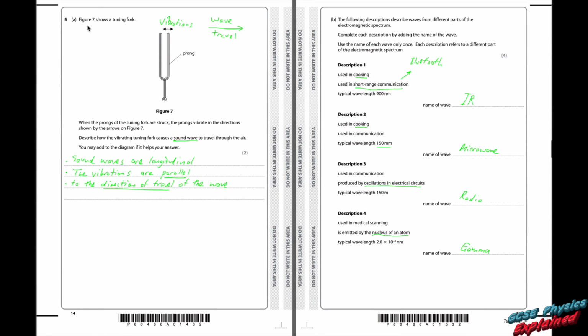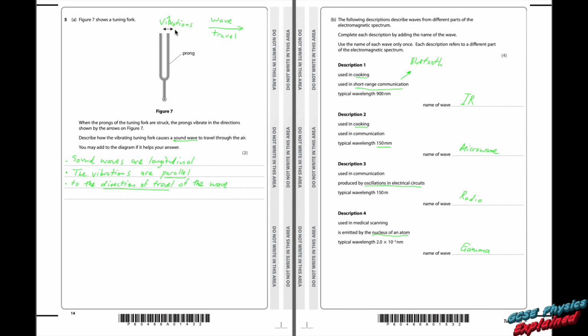Question 5. Figure 7 shows a tuning fork. When the prongs of the tuning fork are struck, the prongs vibrate in the directions shown by the arrows on figure 7. Describe how the vibrating tuning fork causes a sound wave to travel through the air. You may add to the diagram if it helps your answer.